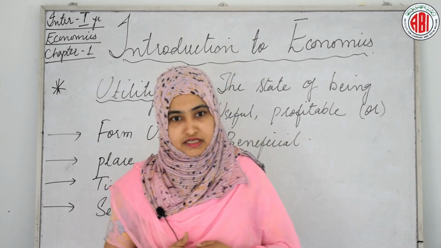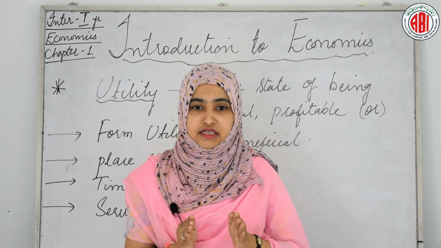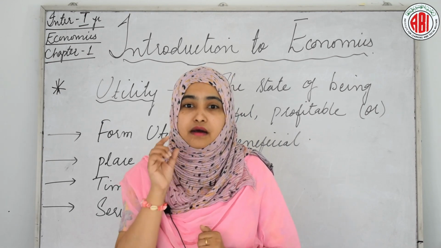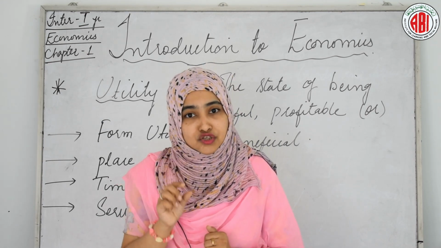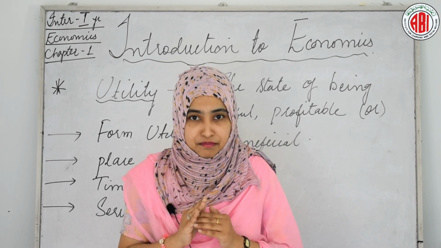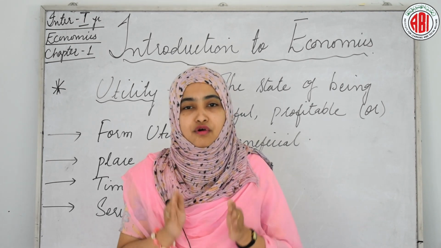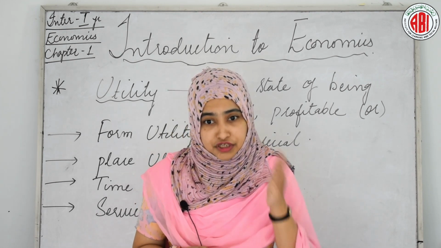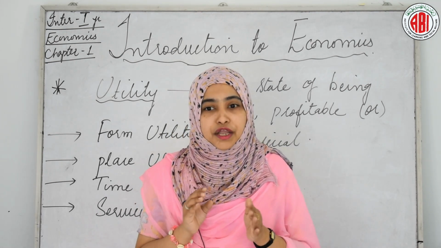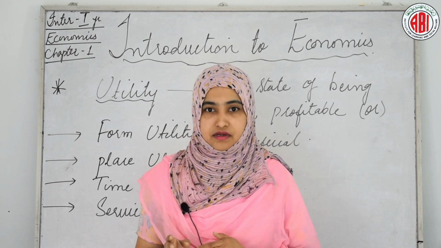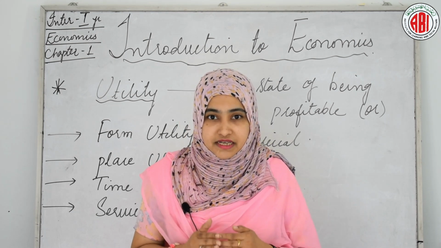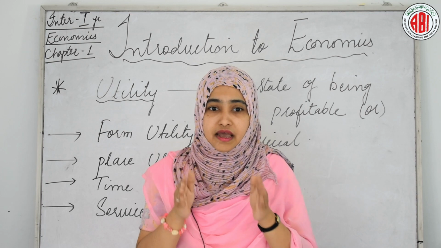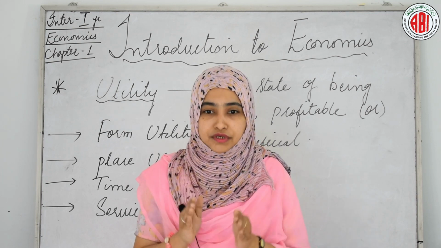The first type is form utility. If a commodity satisfies a consumer by its shape, it is known as form utility. For example, the conversion of a wooden log into a chair or a table. Here the raw material takes a form, and this is called form utility.